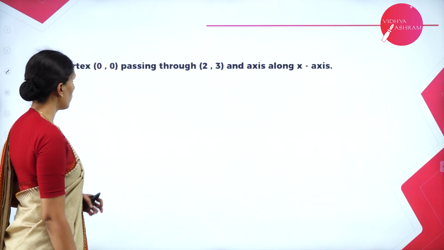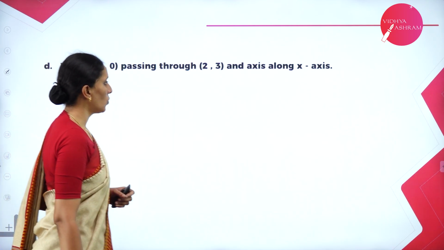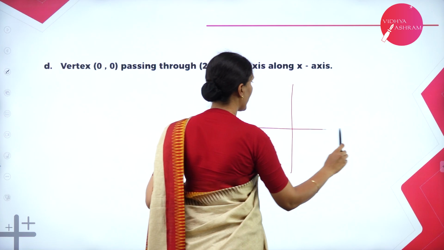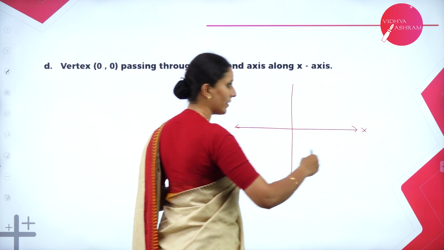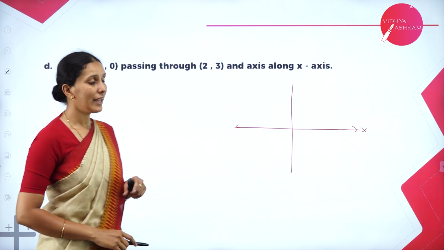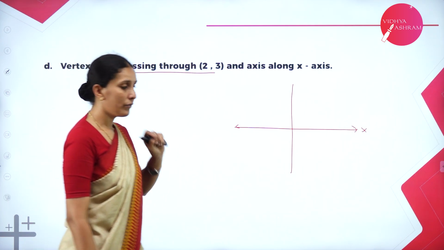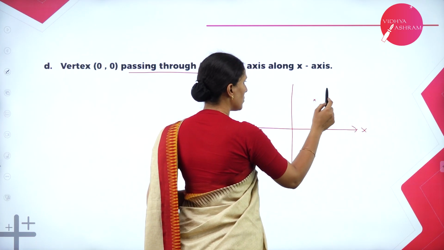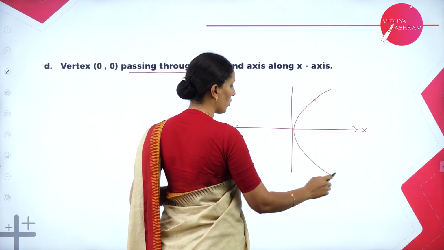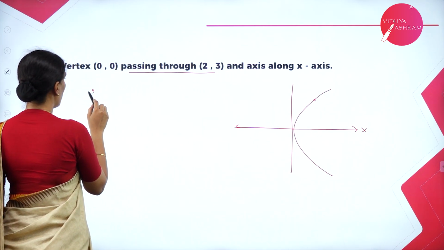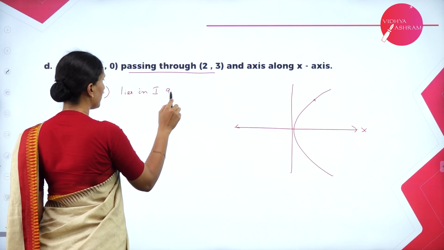Next one, vertex 0 comma 0 passing through 2 comma 3, axis along x axis. See, passing through 2 comma 3, axis is along x axis. When I say axis is along x axis, either it is the right-handed parabola or the left-handed parabola. But they have clearly said it is passing through 2 comma 3. So 2 comma 3 is a point in the first quadrant, somewhere here like this. So obviously a left-handed parabola cannot pass through this point. Obviously our parabola is like this. Okay. So 2 comma 3 lies in first quadrant.